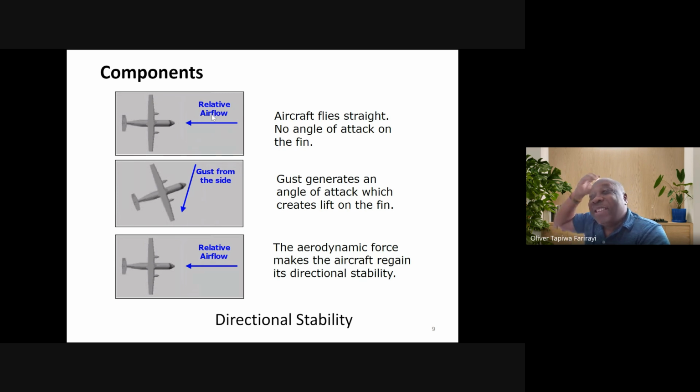Let's look at another scenario. Relative airflow is going in, everything is good. Then all of a sudden there's a gust from the side. So the aircraft will tend to turn in the direction of the gust. So the aircraft will then generate an angle of attack, which creates lift on the fin, and this will then make the aircraft regain its directional stability again.